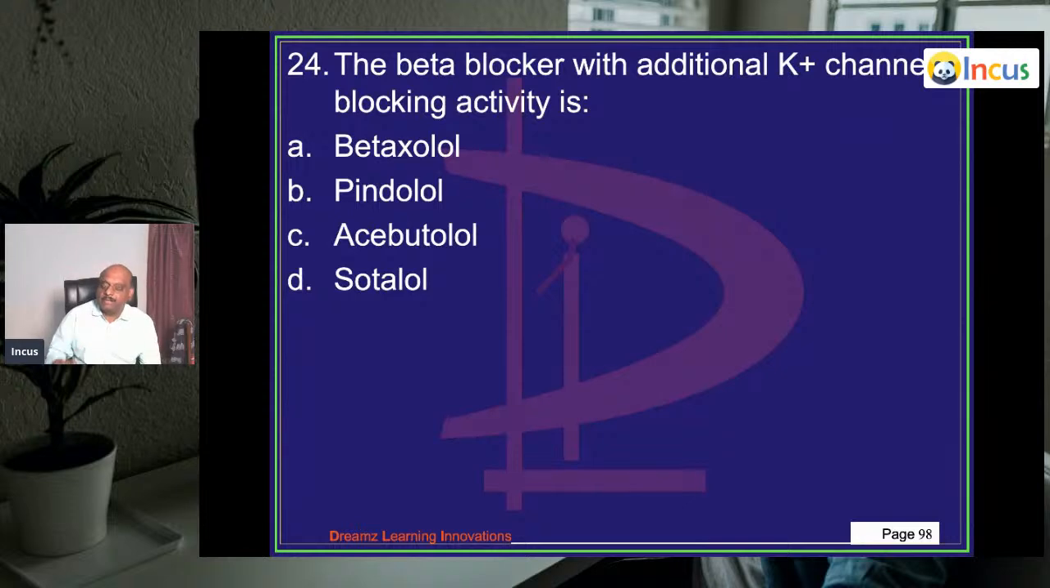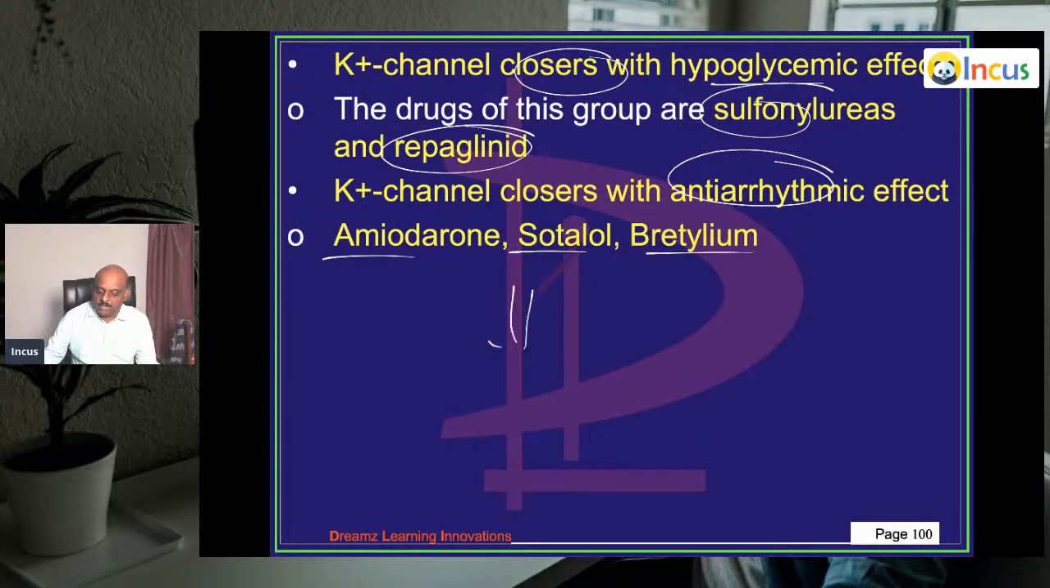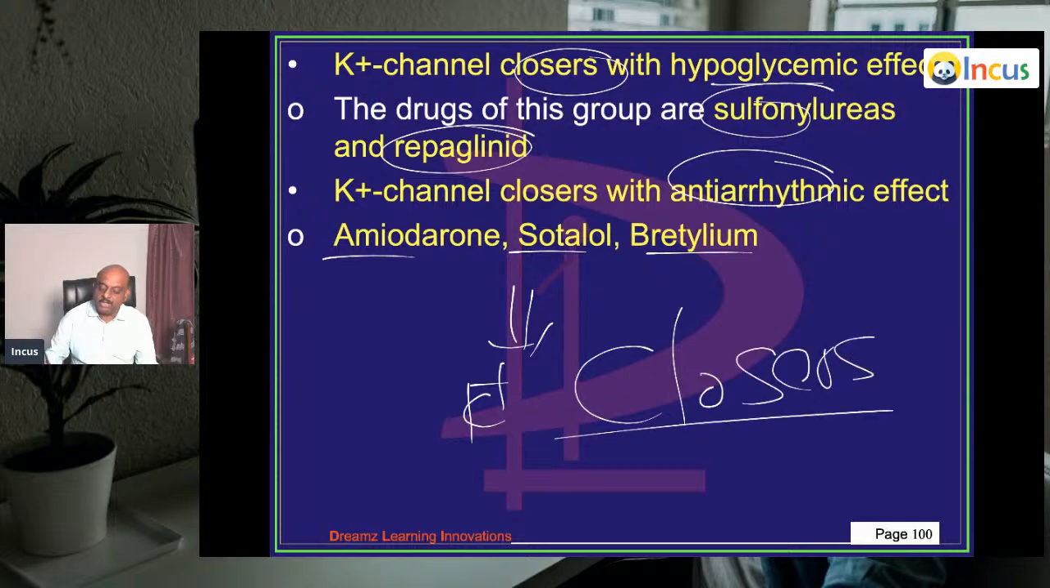The beta blocker with additional potassium channel blocking activity, that is sotalol. So potassium channel closers have a hypoglycemic effect. So sulfonylureas, repaglinide, they're all closers of the potassium channel. Potassium channel closers also have antiarrhythmic effect. Amiodarone, sotalol, bretylium, they all are potassium channel blockers, is what you need to remember.